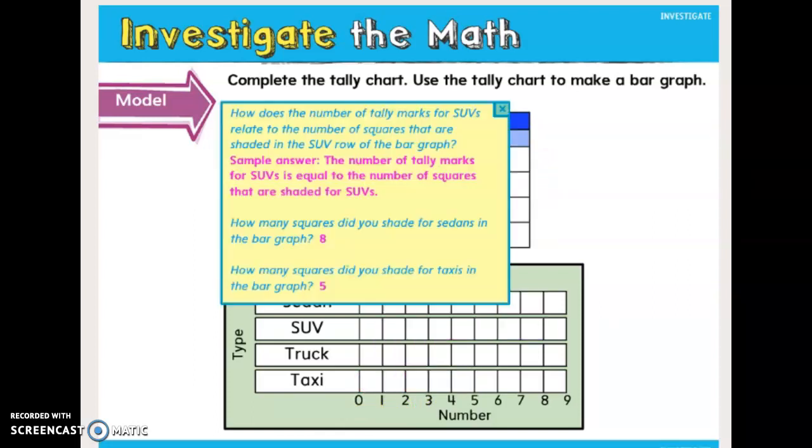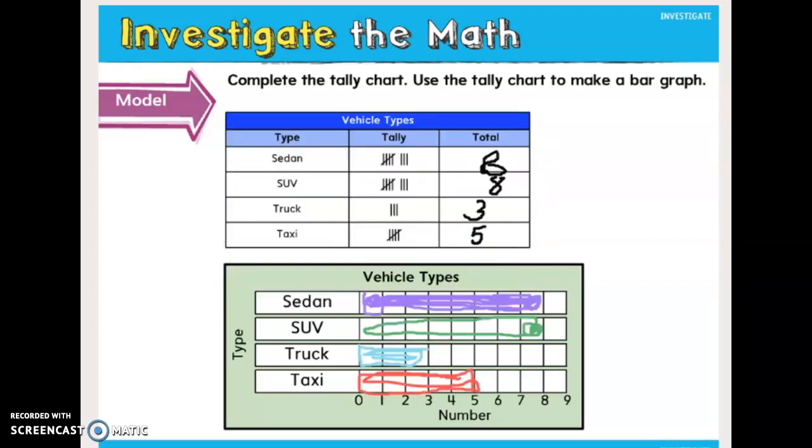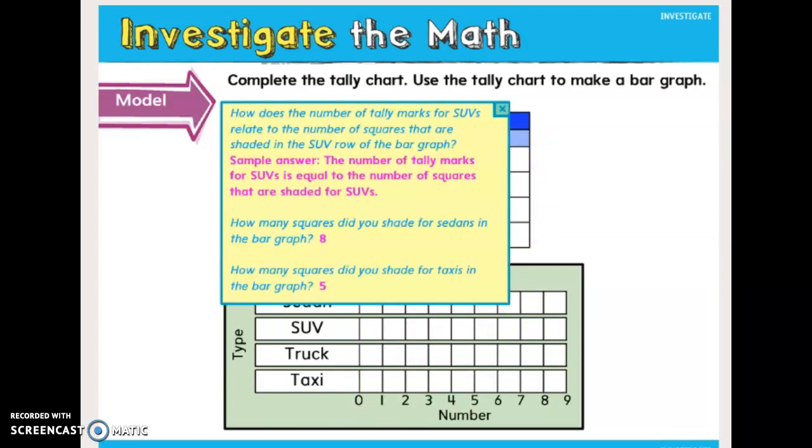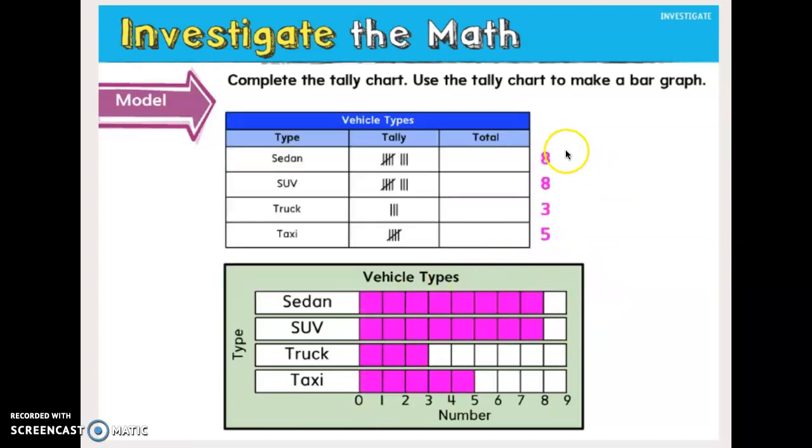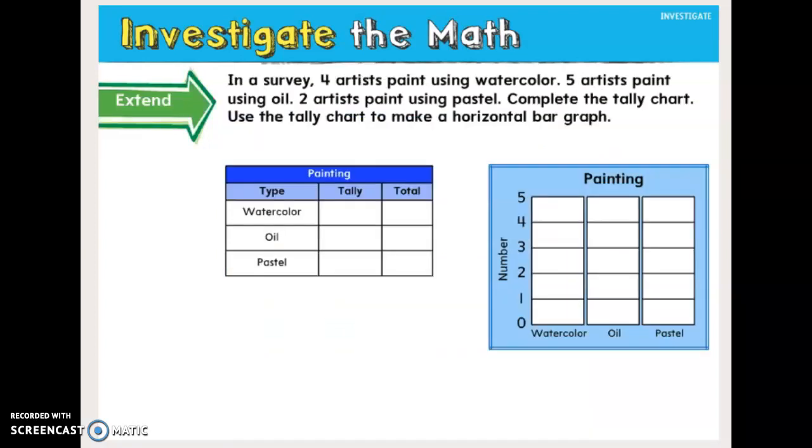We can see there's the answers. Here's the answers that they've given for us, so we can see that they match the one that we made.